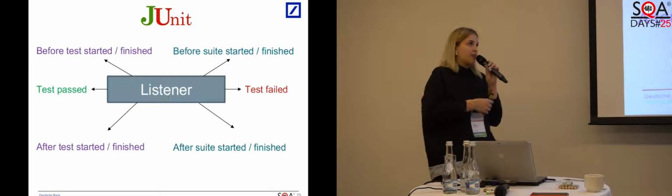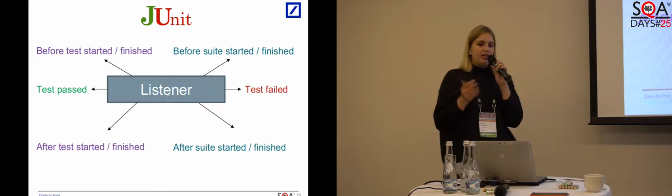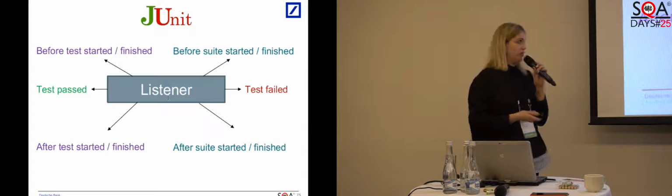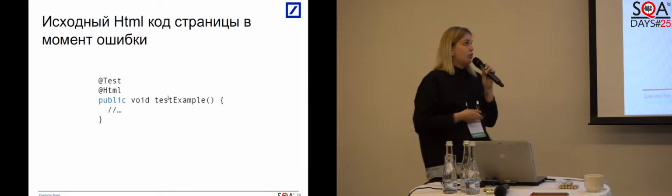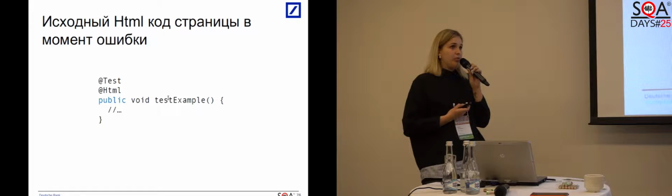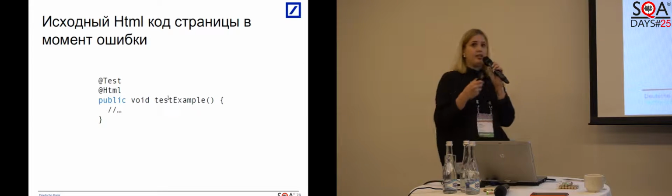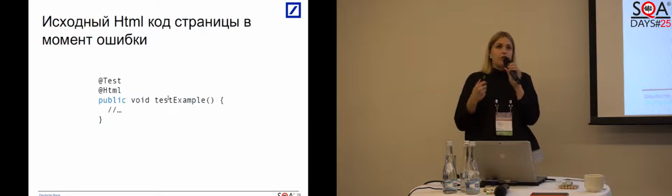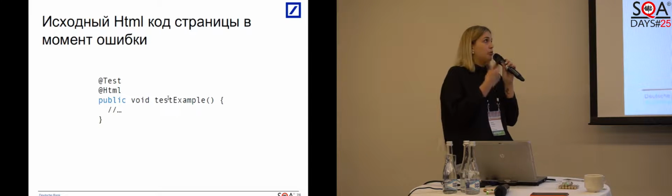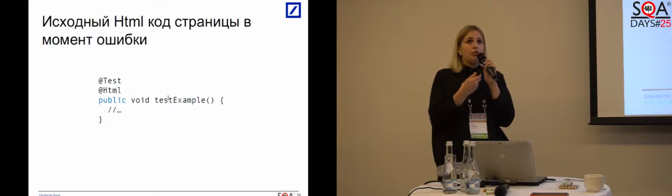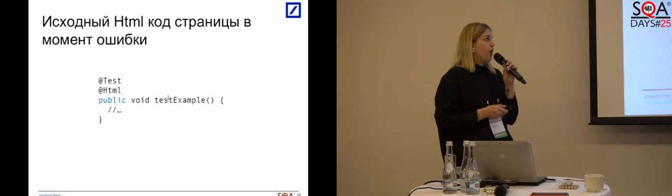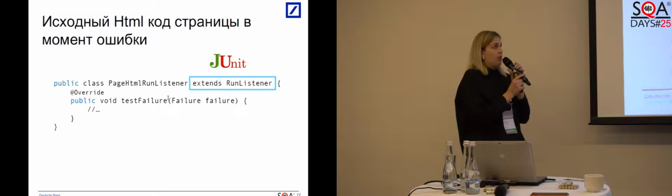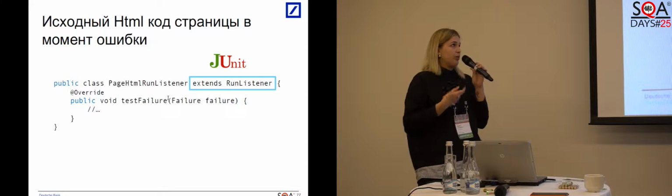So here we have attached performance logs, screenshots, a lot of various things. Let us have a look at a simple example: the HTML code on the page. If it is there in the test, it means that in case of a mistake, the HTML code of the page will be added to the mistake report.